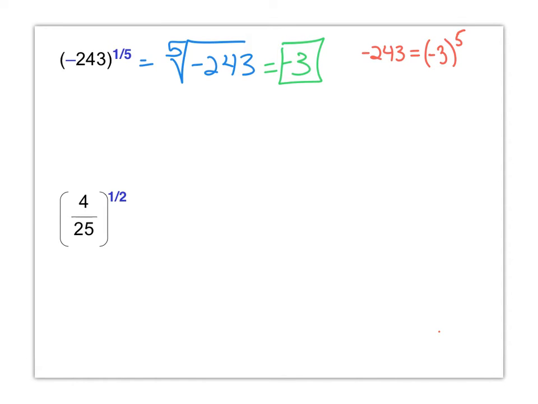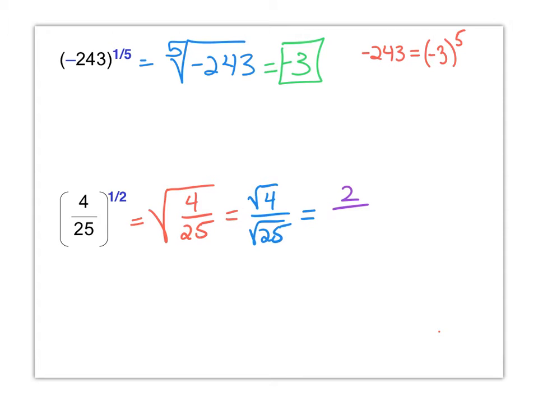Let's do the fraction 4 over 25, all raised to the 1/2 power. The 1/2 power can be written as the square root of 4 over 25. And we can then write this as the square root of the numerator over the square root of the denominator. And the square root of 4 is 2, and the square root of 25 is 5. So this expression is simplified to 2/5.